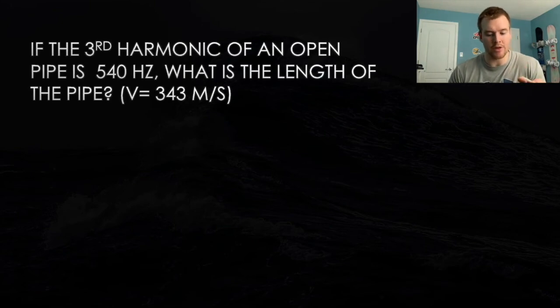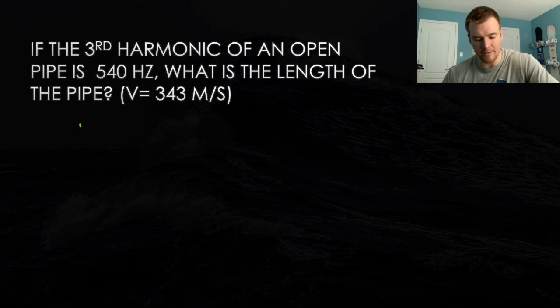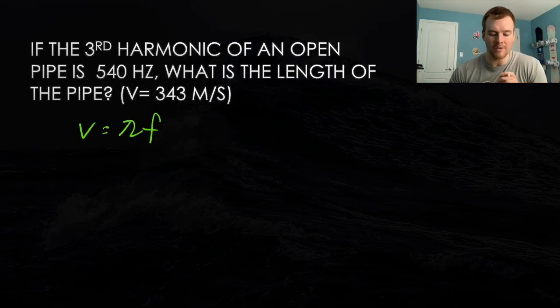It says if the third harmonic of a closed pipe is 540 hertz, what is the length of the pipe? The velocity is equal to 343 meters per second. That's really common for the speed of sound. It's always around there. Temperature will just vary it a little bit. Now, even though we're not looking for wavelength, this is looking for length of the pipe, I still like to start with the same formula. V is equal to lambda F, and figure out what part of that is going to give us information about the length of the pipe.